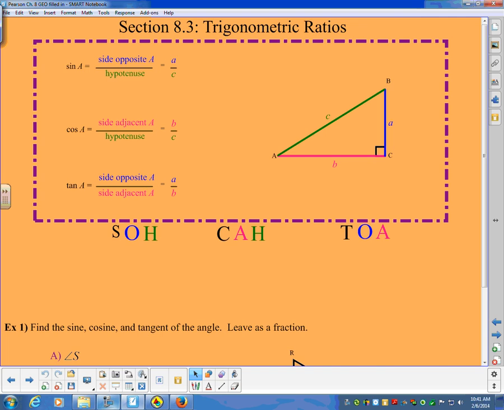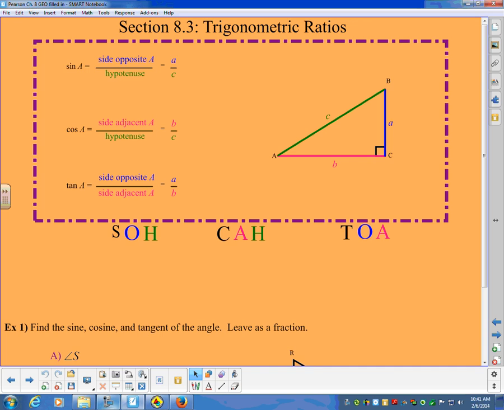All right, so if you can see this, I think you have it on your note package. Should be okay. So go ahead and turn to 8.3, trigonometric ratios. And I'm going to give you the definitions for the three trigonometric ratios that you need to memorize.